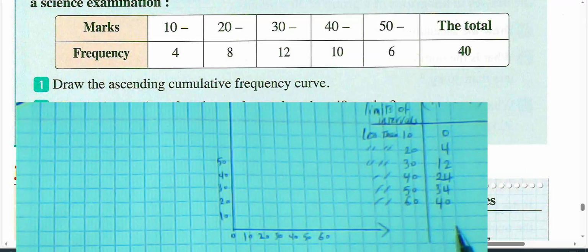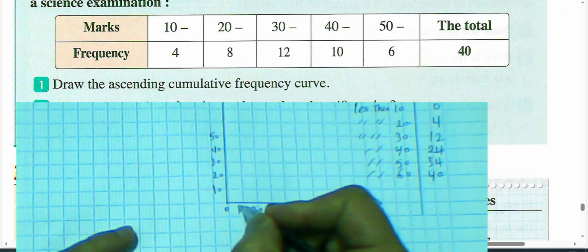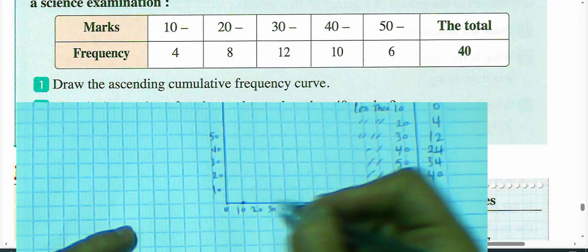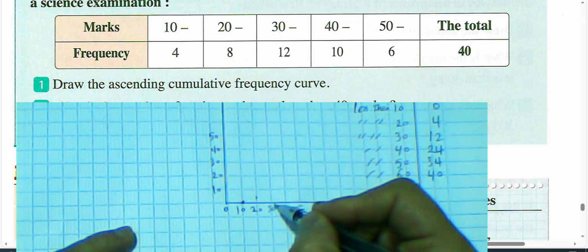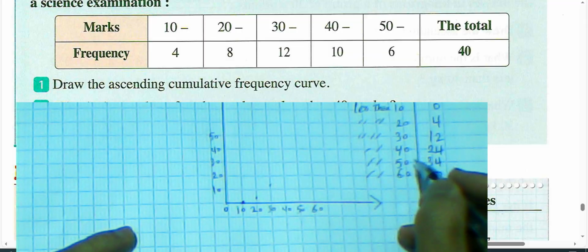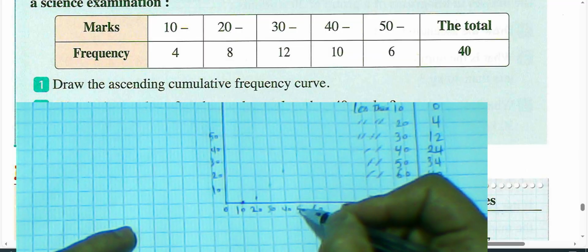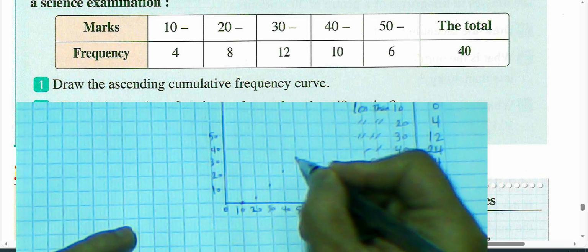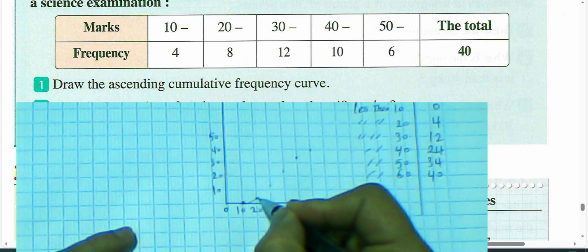Then start from 10 by 0, 20 was 4, 30 was 12, 40 to 24, 50 to 34, 60 to 40, and then draw the curve like this.